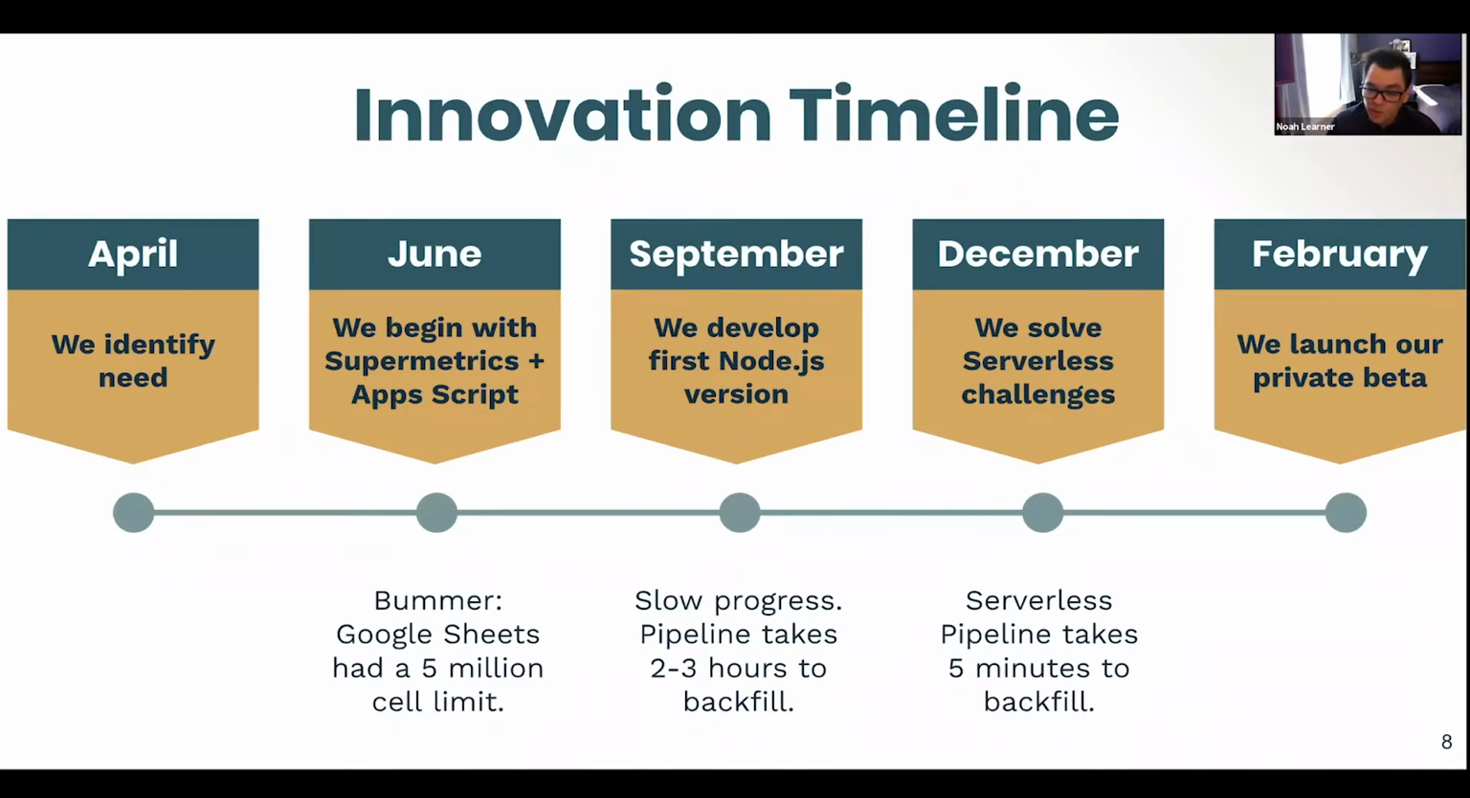So 25 million rows in 5 minutes, which to me was the crowning jewel up until that point, to be able to do it all that quickly. In February, we launched a private beta for letting different agencies and organizations take advantage of the tool. Blake was our first agency to take advantage of that, and it's been pretty amazing since then.